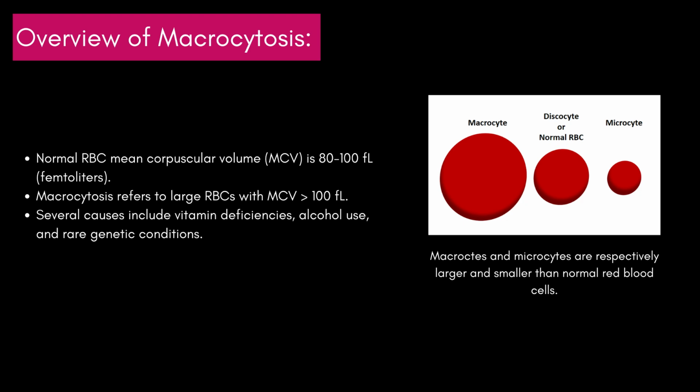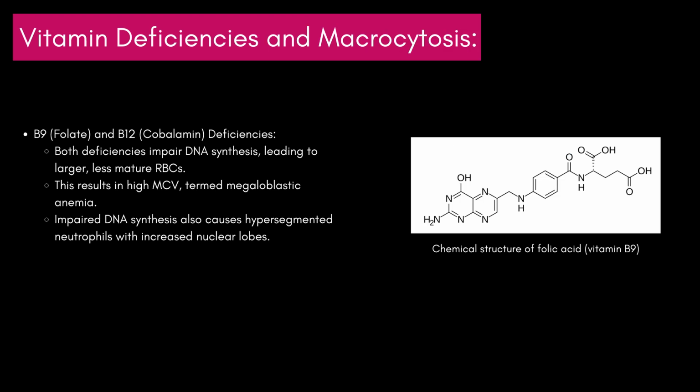Alright, next topic, vitamin deficiencies and macrocytosis. B9, folate, and B12, cobalamin deficiencies. Both deficiencies impair DNA synthesis, leading to larger, less mature red blood cells. This results in high mean corpuscular volume, termed megaloblastic anemia. Impaired DNA synthesis also causes hypersegmented neutrophils with increased nuclear lobes.